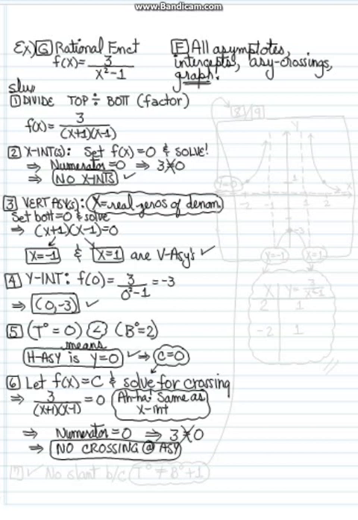Okay, moving on. Slant asymptote. No, to have a slant asymptote, the degree of the top has to equal the degree of the bottom plus 1. And that's not the case with ours, that has the degree 0 for the top and degree 2 for the bottom.